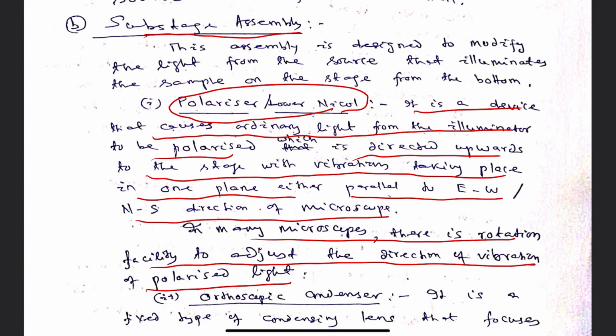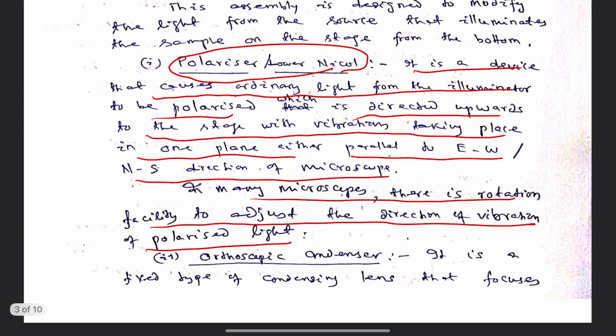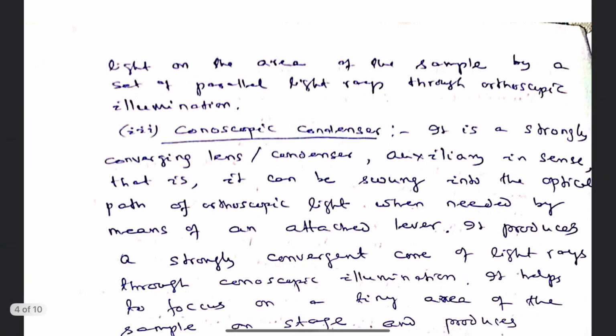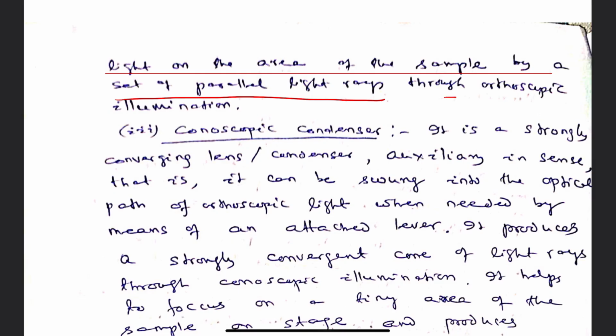And after this polarizer, we have the condenser. There are two types of condenser. One is orthoscopic condenser, the other is conoscopic condenser. So orthoscopic condenser is a fixed type of condensing lens that focuses light on the area of the sample by a set of parallel light rays through orthoscopic illumination.